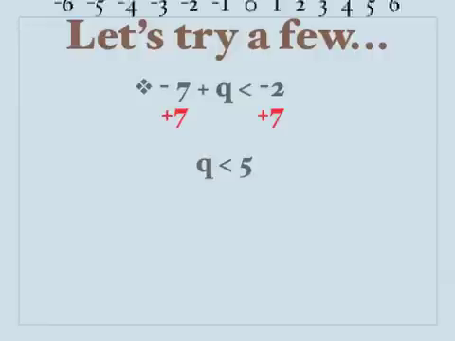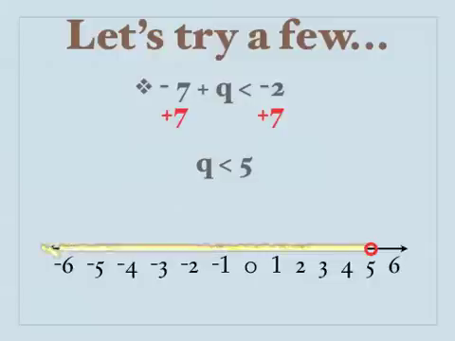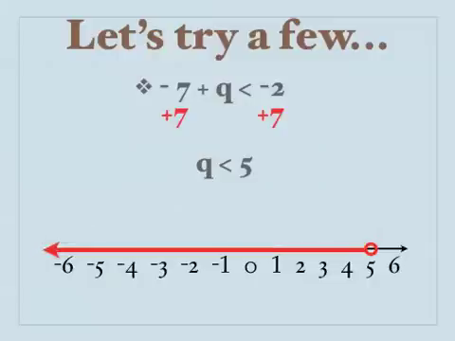To graph that on a number line, I need to have a number line, and 5 needs to be on the number line. I am going to have an open circle or an open dot at 5 because it's not "or equal to," it's just less than. And then if q is less than 5, I need to shade to the left because the numbers to the left of 5 on my number line are less than 5.